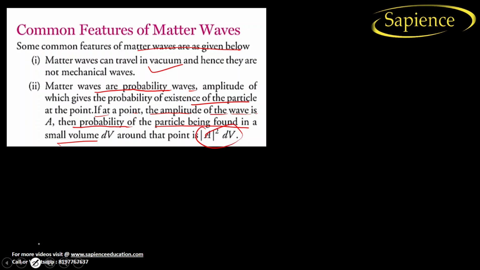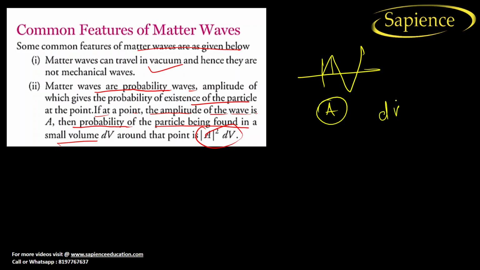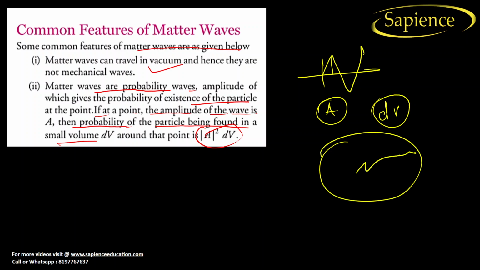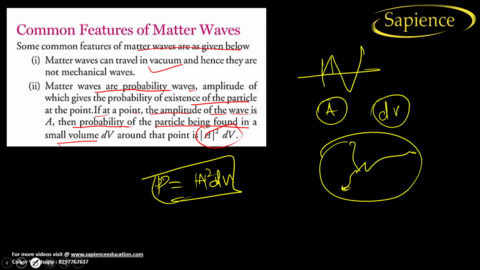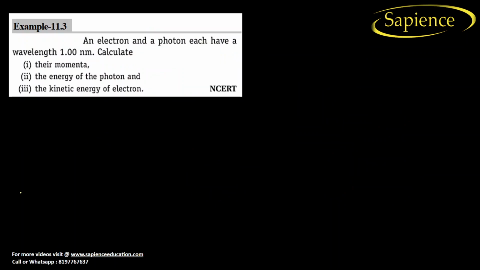So let us consider the wave has an amplitude of A, and the volume around which it will be observed is dV. So what we can say is, what is the probability of getting the wave? It is equal to A square into dV, right? A square into dV. So I hope you have understood this.